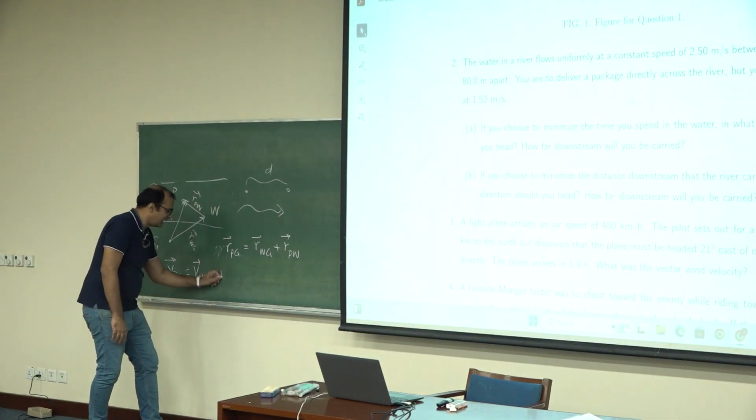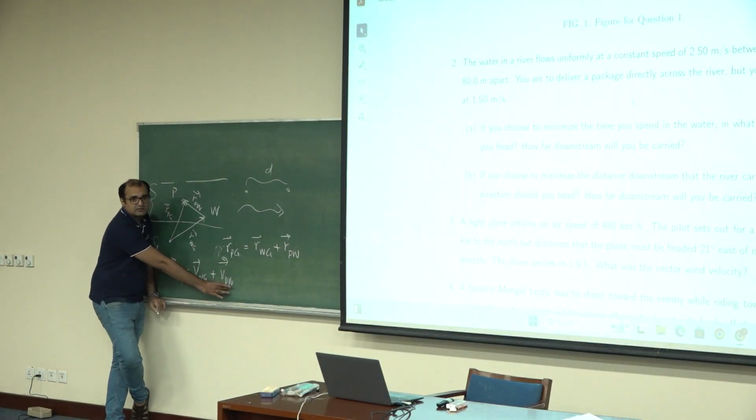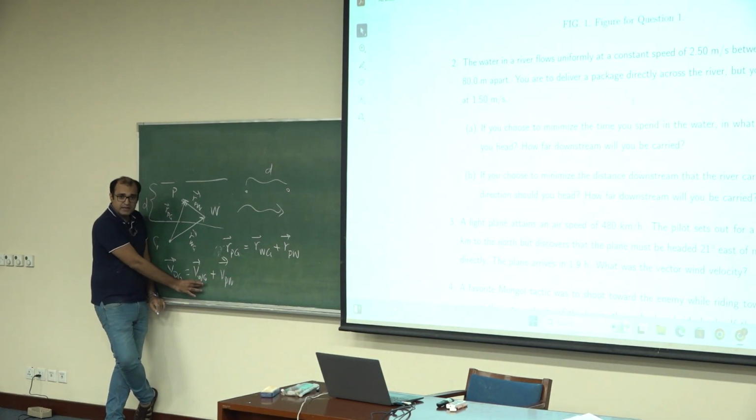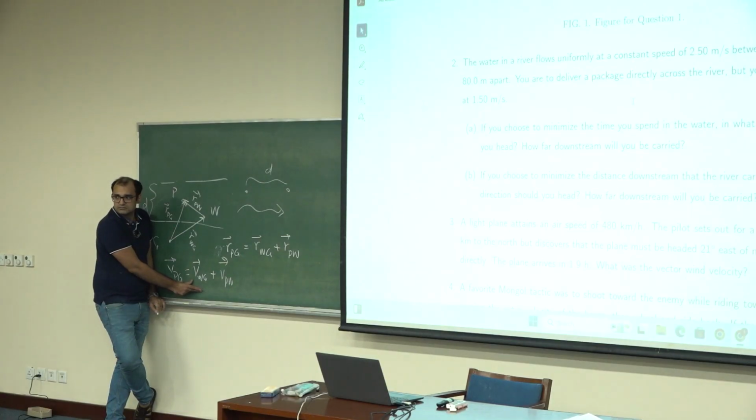This is equal to that. If the water is not flowing, this would be 0. So this would be equal to that. If the water is flowing, the velocity of you swimming gets a boost due to the flowing water. It may be a detriment, of course, if you're swimming upstream.